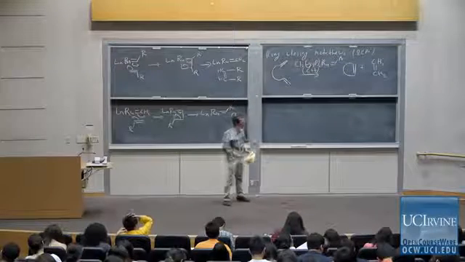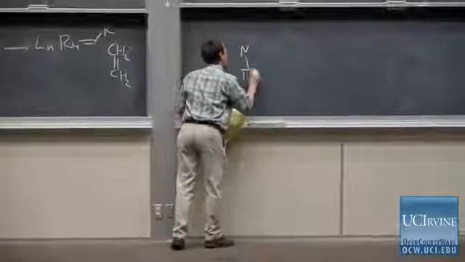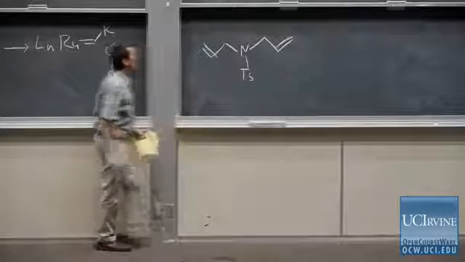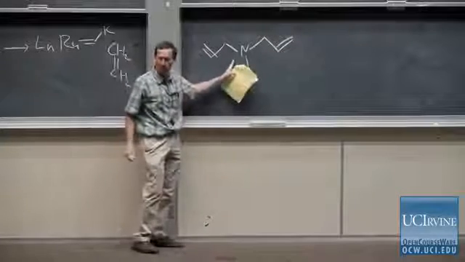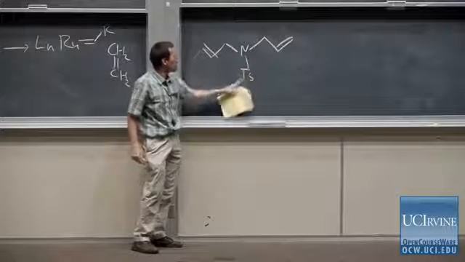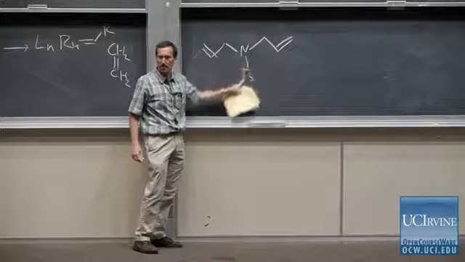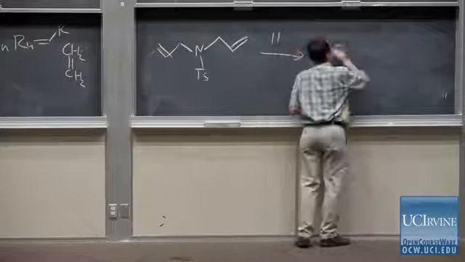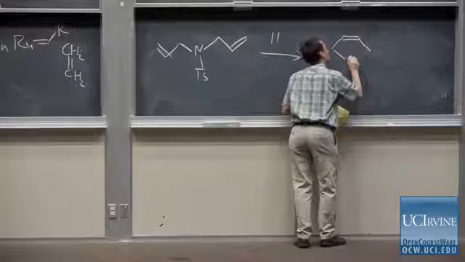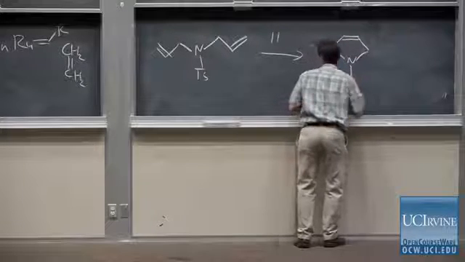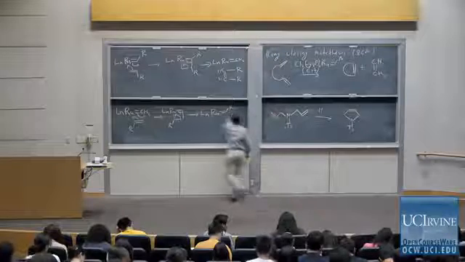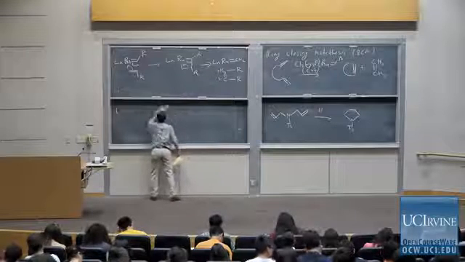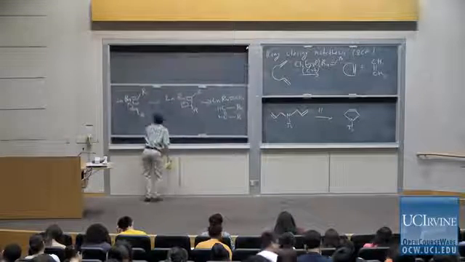Your textbook gives a nice example, and then I think maybe I'll take 1 minute to show you an example of a thinking process. So your textbook shows the synthesis of a pyrrolidine ring in which it starts with diallylamine that has a tosyl group on nitrogen. It subjects it to the reaction conditions, and we form a 5-membered ring.